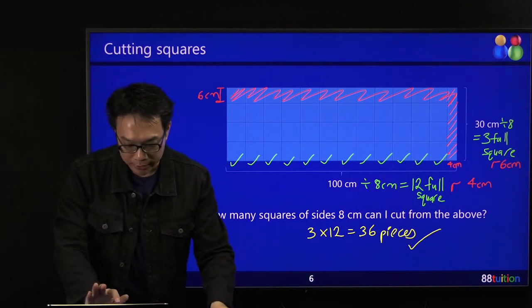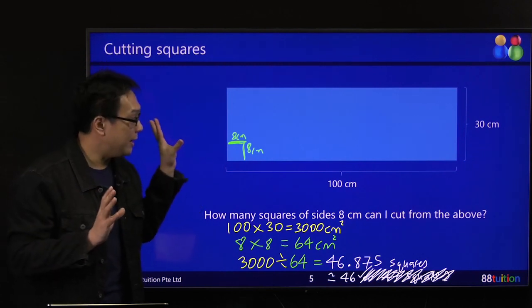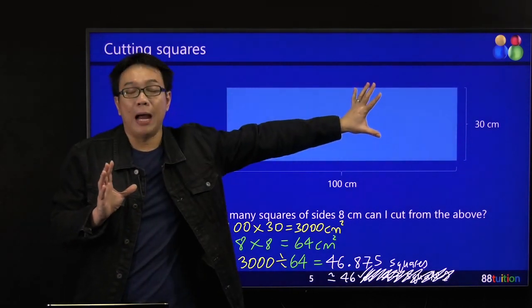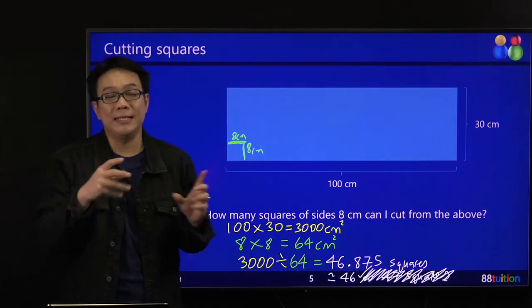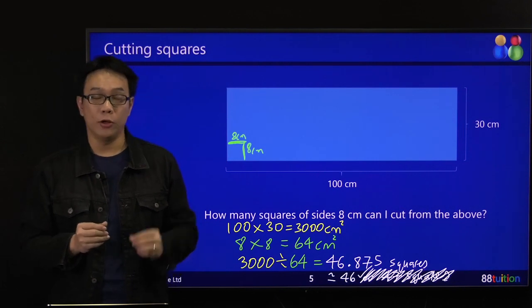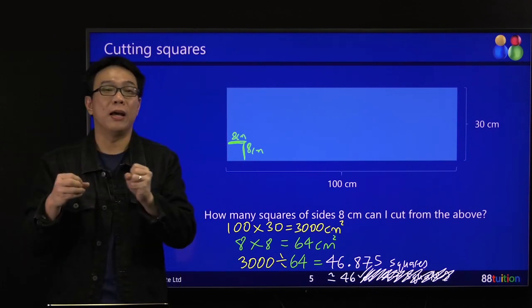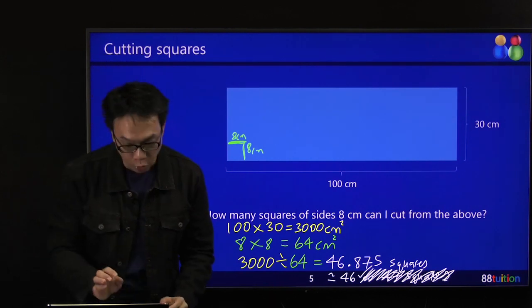So what are you all doing here? You are calculating the entire area of the piece of paper, 100 times 30, divided by the area of one of these 64. You don't care whether there is any waste on the top or on the right-hand side. You're saying that everything just merged together, Scotch tape, super glue together, is okay. That is not okay.